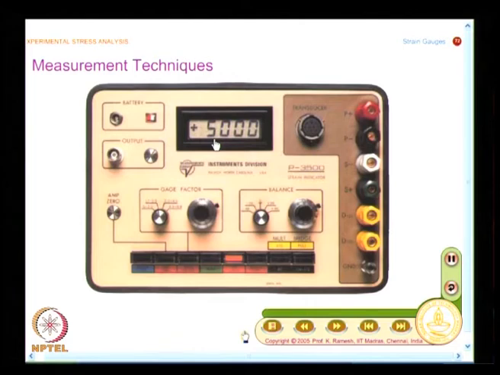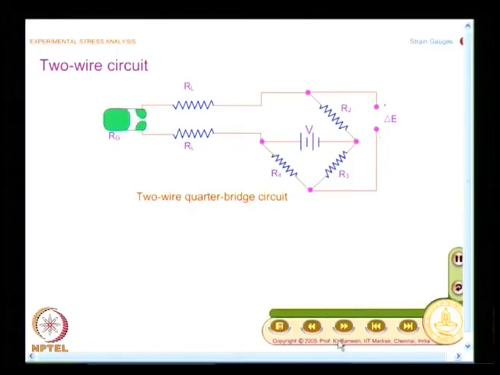You also have a provision to select the gauge factor, and you also have a provision to adjust for initial balance, and particularly you have to ensure that you have selected the correct set of completion resistors. These are all very simple steps which you should not forget.